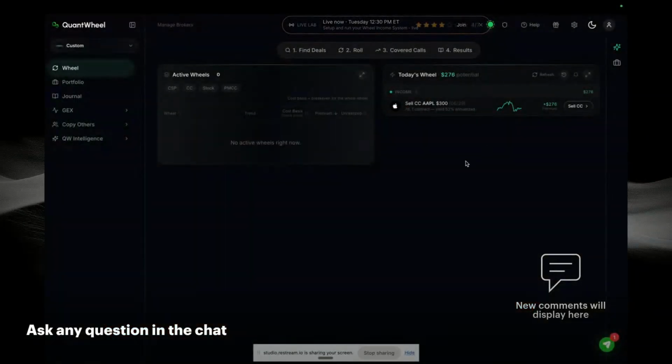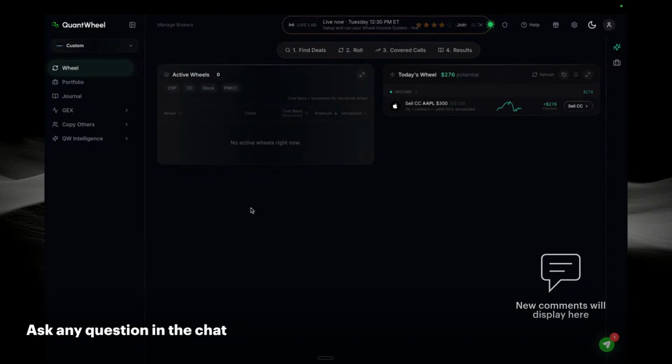All right, what you see right now is the dashboard. When you log in, you're going to see a couple of buttons on the left sidebar. You're going to have top banner, and then you're going to have the main screen here and the right sidebar. There are a couple of new things, so maybe this is the first time you see this if you have not been using QuantWheel so far. So I'm going to start from scratch.